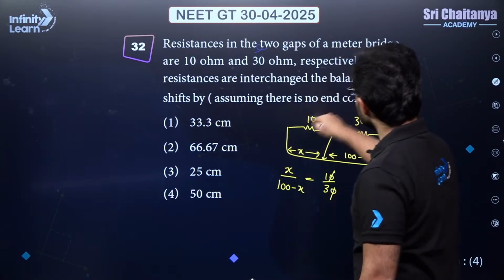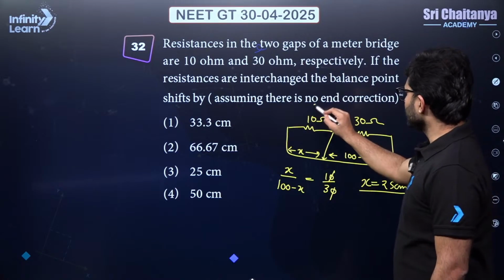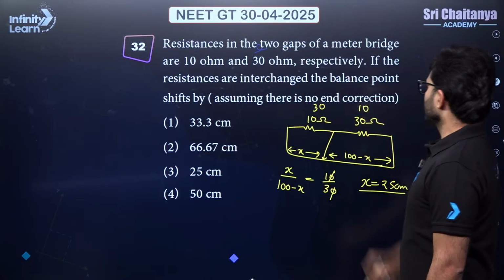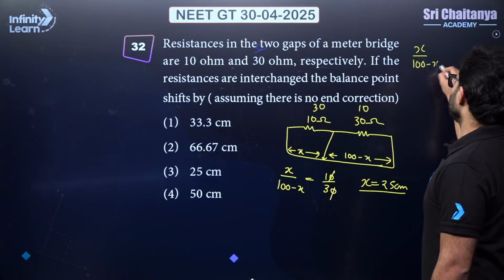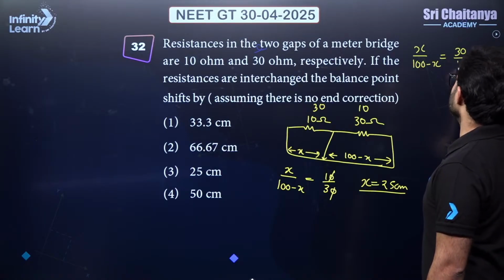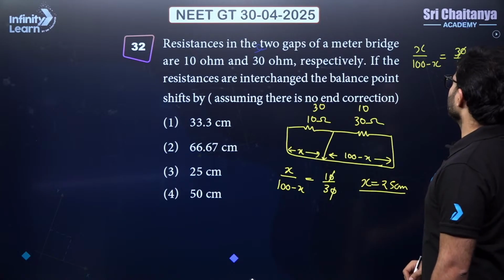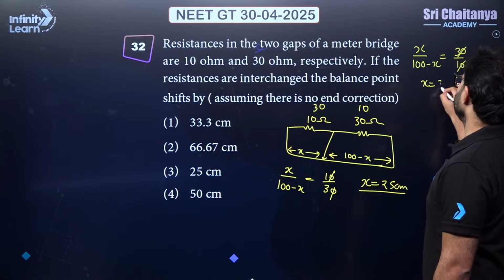Now they are saying that you interchange both of them. Now you make this 30, you make this 10. Again what will happen? Just the equations will change. X upon 100 minus x would this time be equal to 30 by 10. So from here you will get x as 75.